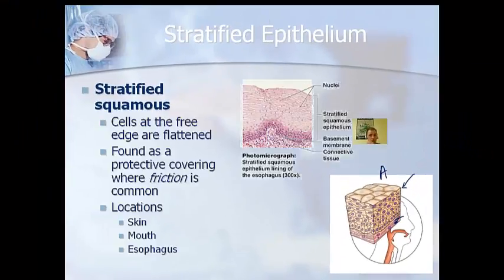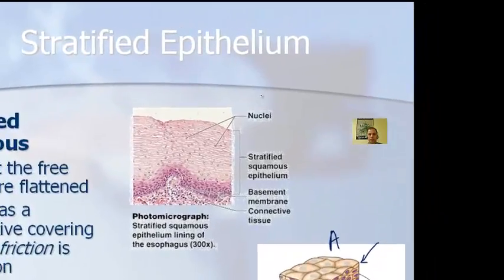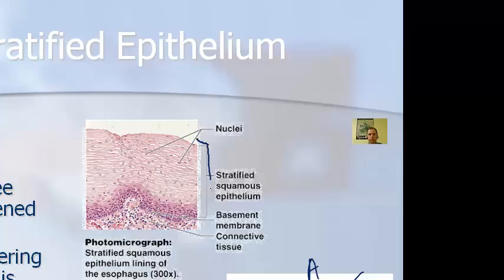Again, stratified for the use of protection in the body, and so found in areas where it's exposed to a lot of friction. Here you see in the micrograph all of those squamous cells from here to the basement membrane below, connective tissue beneath that is also helping to form the basement membrane. So this would be the outer surface then. In fact, this would be a great example of not only your esophagus, but also parts of your skin, including the palms of your hand, which has multiple layers, as well as the soles of your feet.